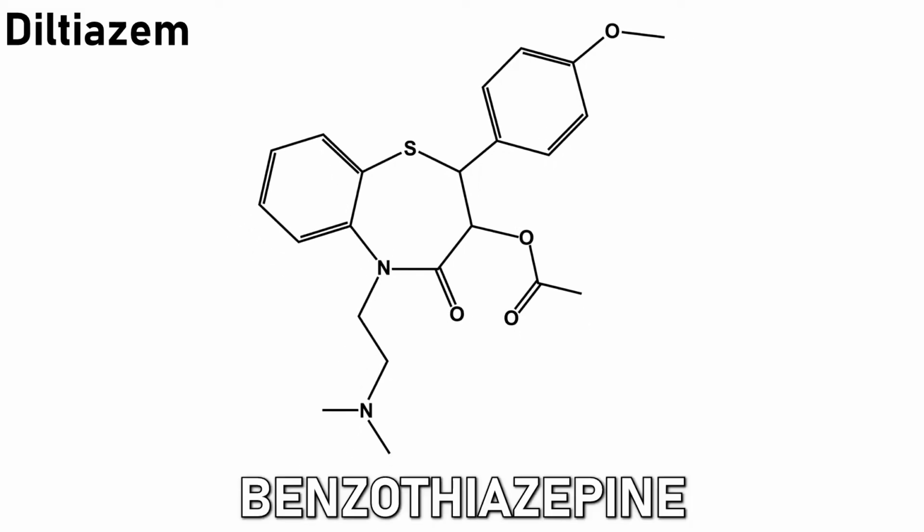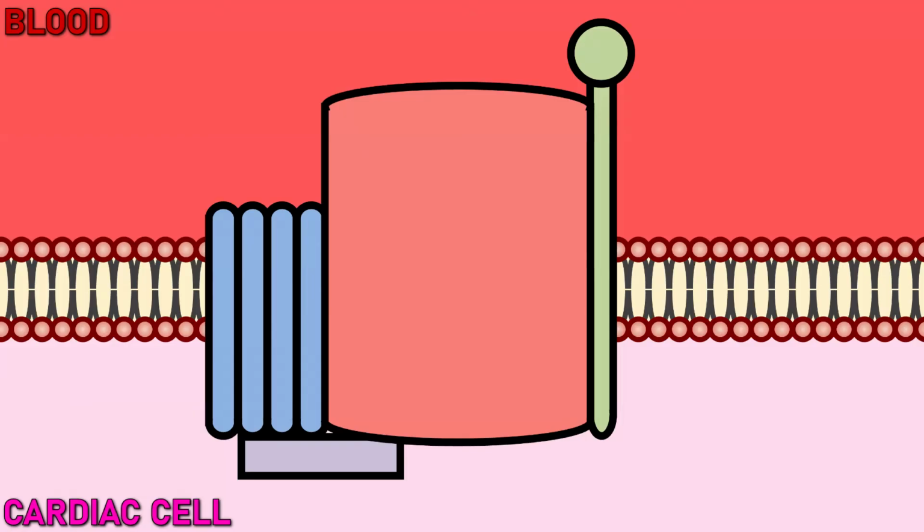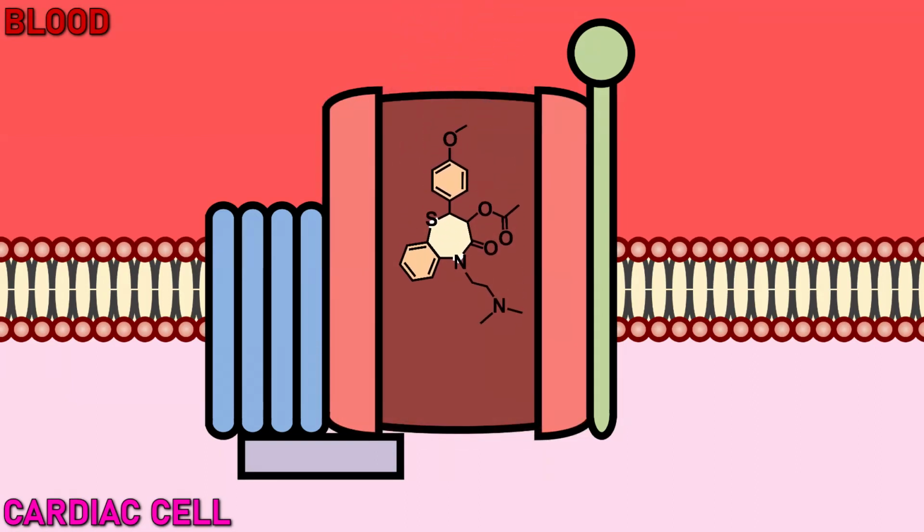Diltiazem is a benzothiazepine derivative. Benzothiazepines are benzene rings attached to a thiazepine, a 7-membered aromatic ring containing 1 nitrogen and 1 sulfur atom. In contrast to verapamil, diltiazem does not cross the cell membrane and enters the pore directly.